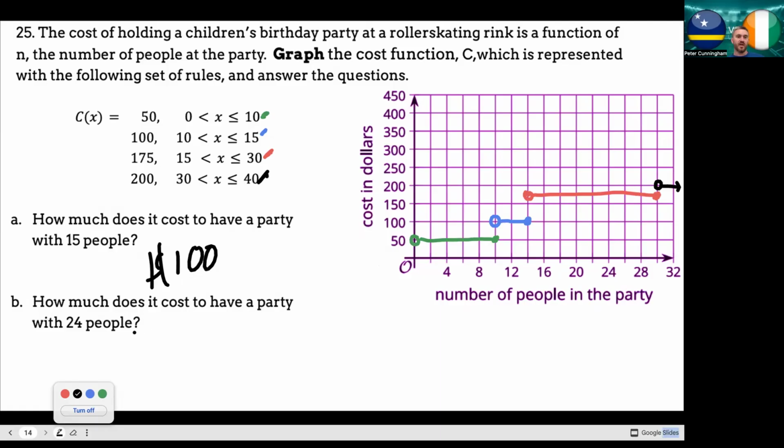How much does it cost to have a party with 24 people? Well, the graph is a little better here because it's actually accurate. 24 gives me a cost of $200. You could also find 24 between 15 and 30. Or sorry, that was the 175. Got me thrown off here.